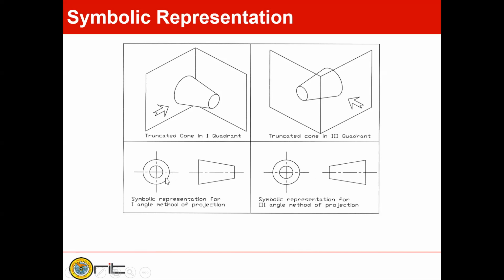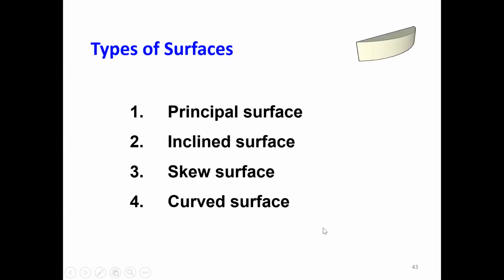Okay, so this is the first angle projection symbol and the third angle projection symbol. Usually you might have seen this on the standard sheet which is available in the Moodle, or when you use this while drawing in the practical. Okay, so these are the two symbols of the projection, first angle projection and third angle projection.